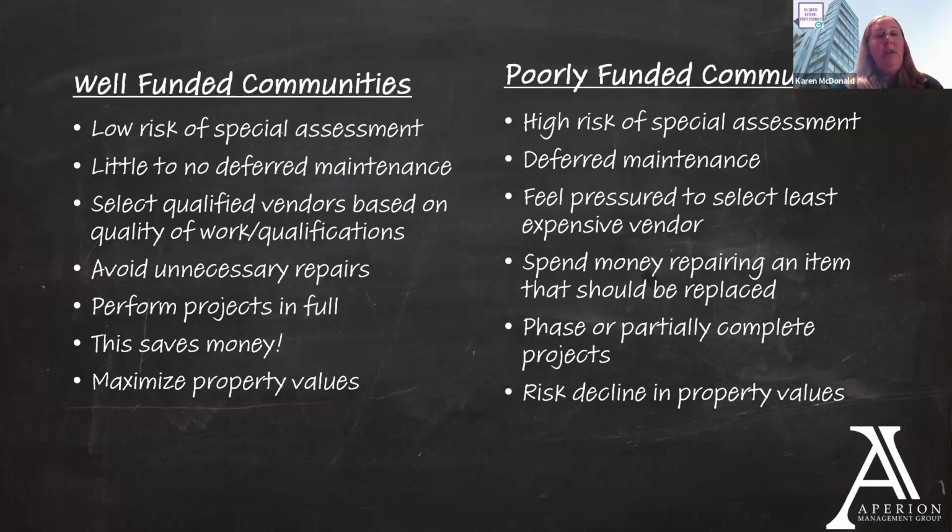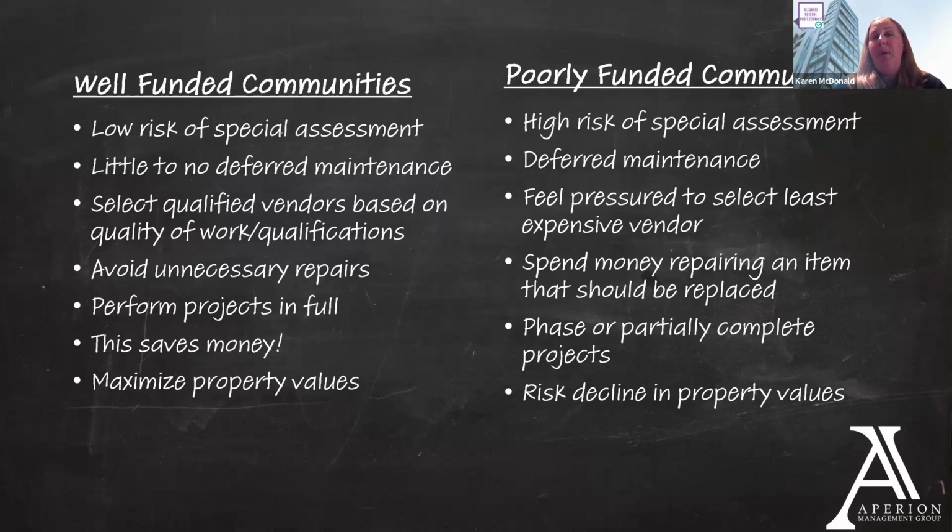A well-funded community avoids unnecessary repairs because they're able to replace an item if it has sustained significant damage or it's continually needing to be repaired. They'll just have the money to replace it instead. Whereas a poorly funded community will often continually spend money repairing an item that probably should have been replaced. Roofing is a great example of that.